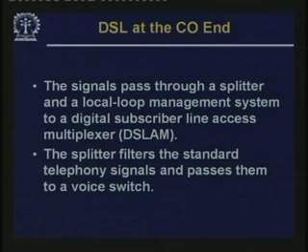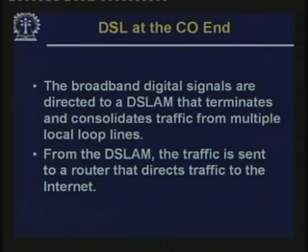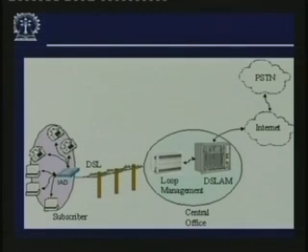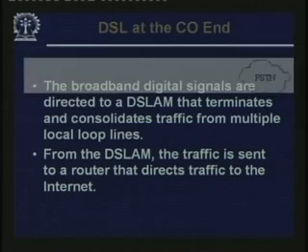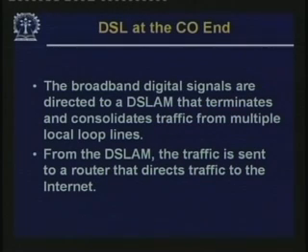In DSL at the central office end, the signal passes through a splitter as I had shown and a local loop management system. So, the subscriber line access multiplexer is there. This figure we have already seen, so you have this DSLAM and the loop management over there. The broadband digital signals are directed to a DSLAM that terminates and coordinates traffic from multiple local loop lines. From the DSLAM, the traffic is sent to a router and then to the internet.